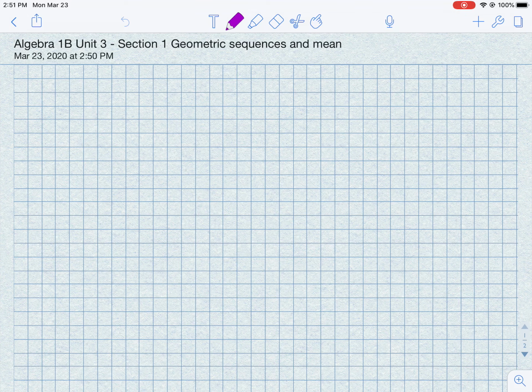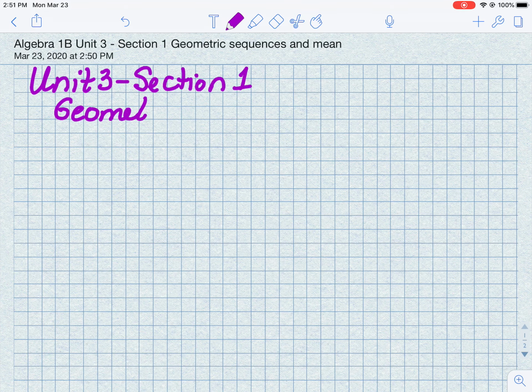Hi guys, let's start Unit 3. Unit 3 is all about exponentials, so we're going to do Unit 3, Section 1, and we're going to learn about two things: geometric sequences and geometric means.